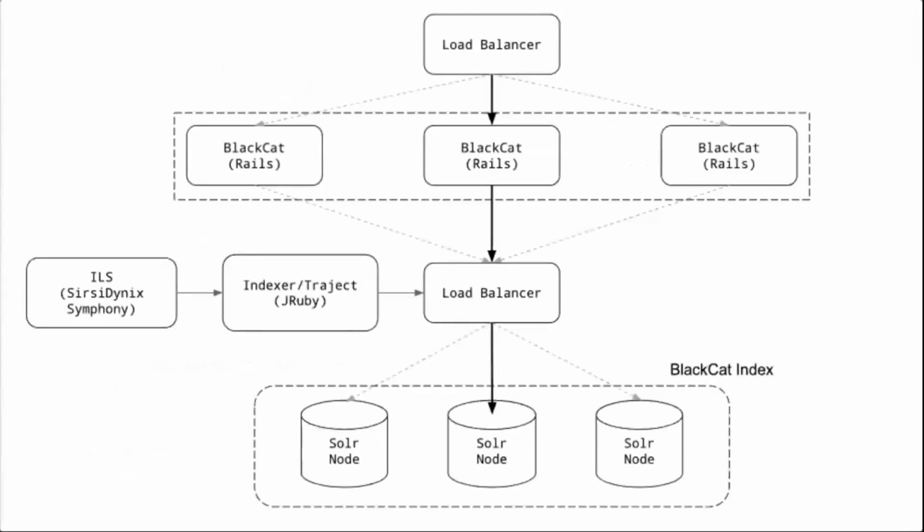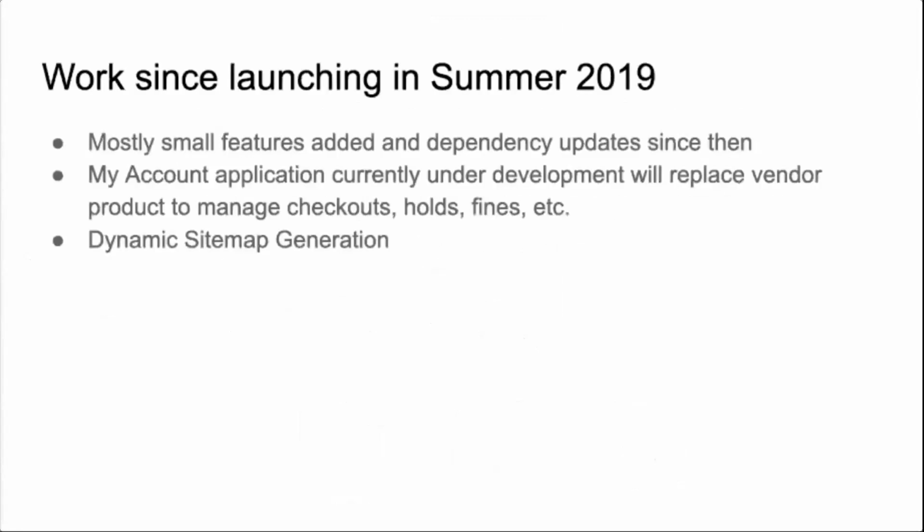You can see that we have our indexer in between our ILS and our Blacklight index. So we get our MARC records from there and then get them indexed in using Traject. Yes, that's all I have. Next, I'm going to hand it over to Charlie.